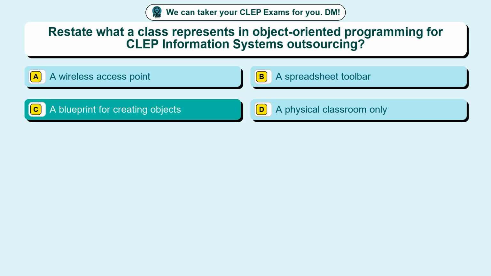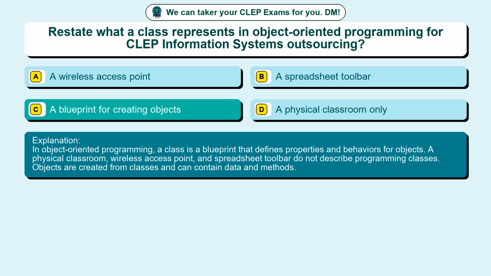The correct answer is option C. A blueprint for creating objects. In object-oriented programming, a class is a blueprint that defines properties and behaviors for objects. A physical classroom, wireless access point, and spreadsheet toolbar do not describe programming classes. Objects are created from classes and can contain data and methods.